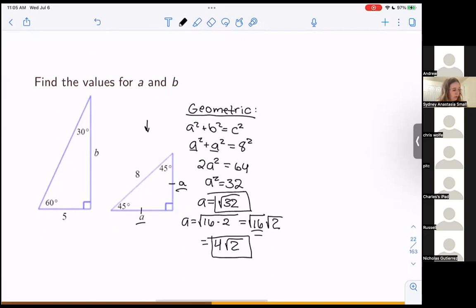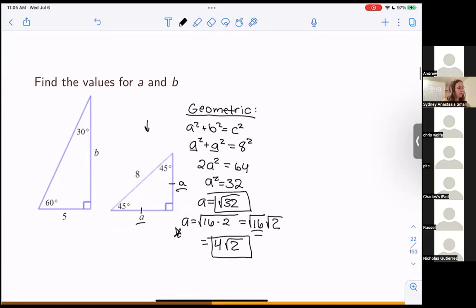Also square root of 32. If you didn't, we'll practice this concept down here more with cleaning up square roots. But if you can pull a perfect square out of whatever the number under the radical is, we can clean up the answer. So a is the square root of 32, in other words, 4 square root of 2.